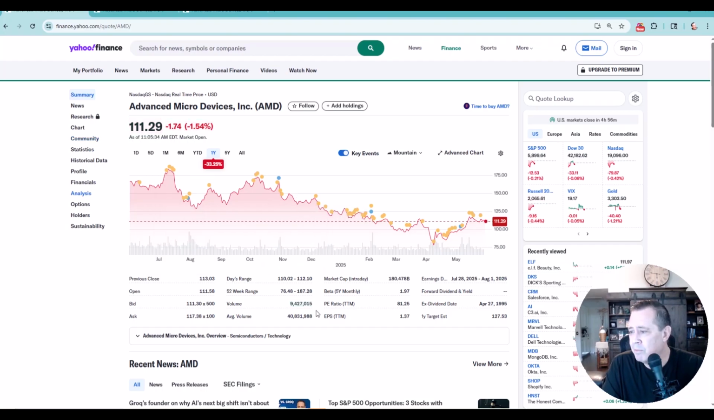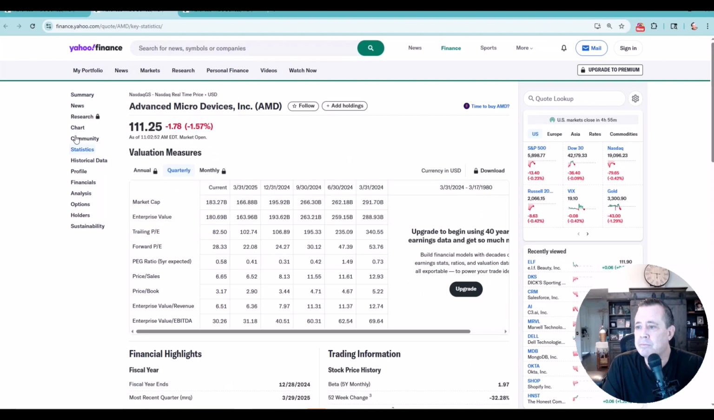If we now move to the stats page, we can see the forward PE is 28. So 28 versus, you can see in 2024, September, it was 30. It was in June of 2024, it was 47, and then 53 in March of last year.